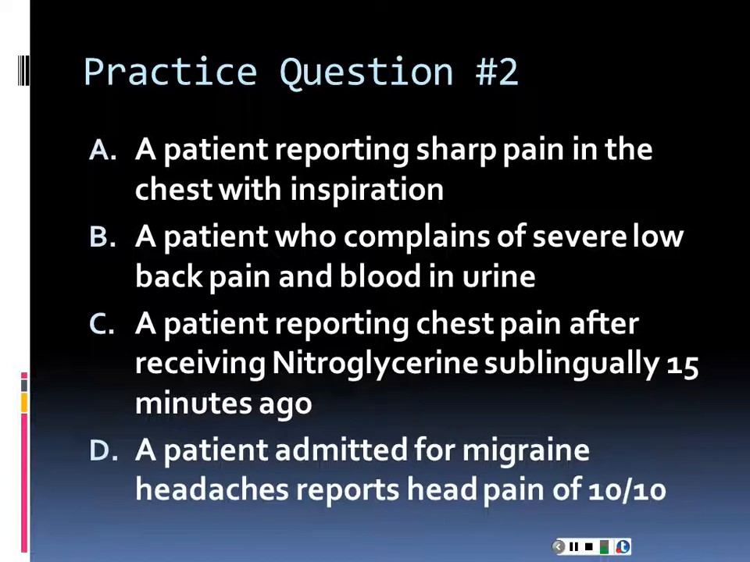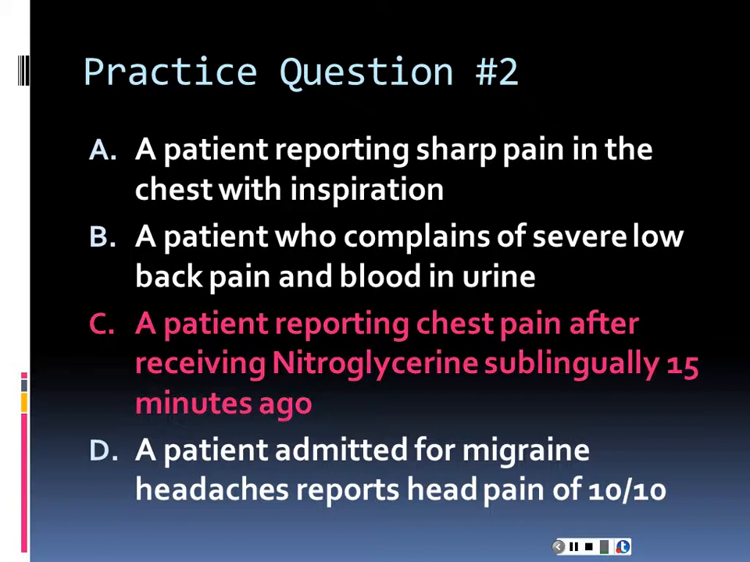I don't know that A is an airway breathing problem, but I know C is a circulatory problem. It's happening right now. That patient needs to get some more nitroglycerin for sure and maybe some follow-up. So C is going to be my highest priority patient. That was a close call between A and C. Don't make yourself crazy if you didn't get that one right.